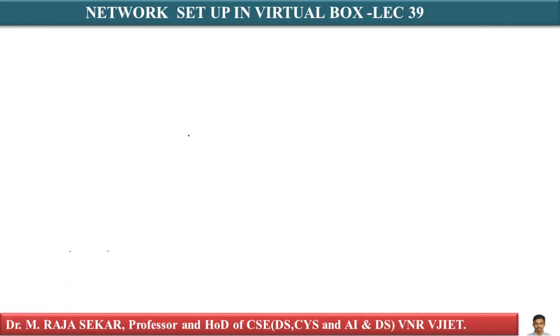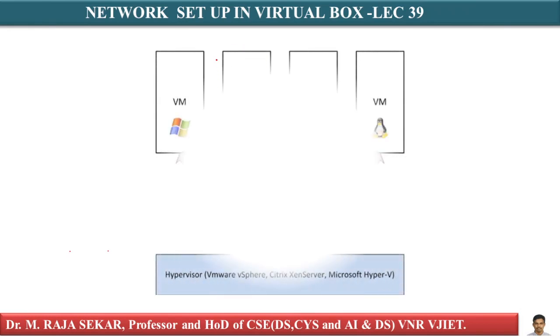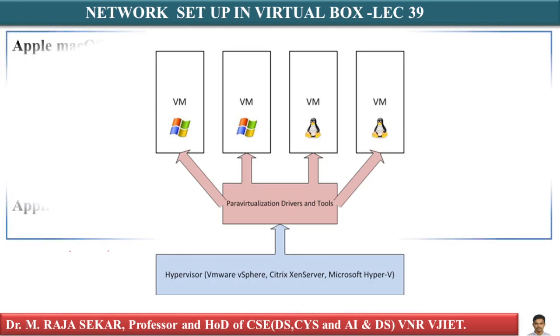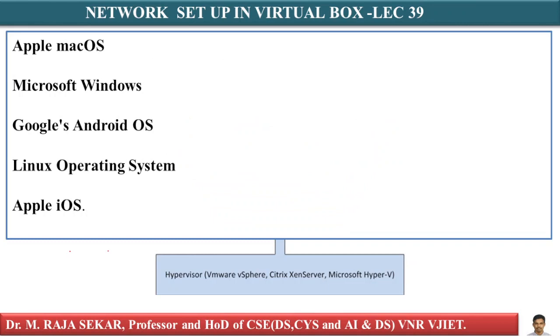In this lecture, we will try to understand network setup in VirtualBox. Using a hypervisor, you can use a single computer or host computer to run multiple virtual machines, and we can install separate operating systems in each virtual machine. You can have Apple Mac OS, Microsoft Windows, Google's Android, Linux operating system, and Apple iOS.